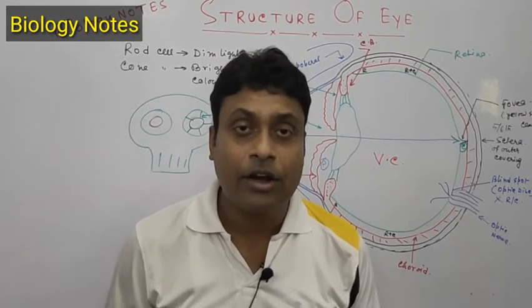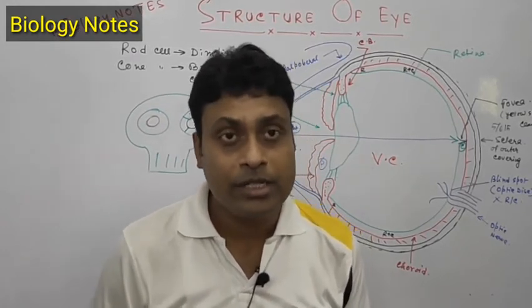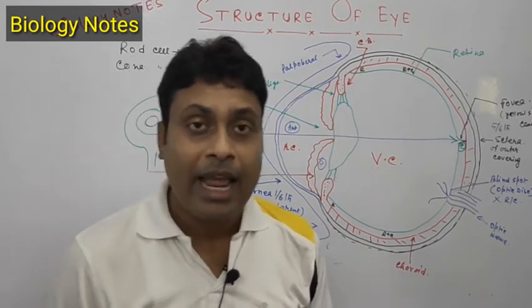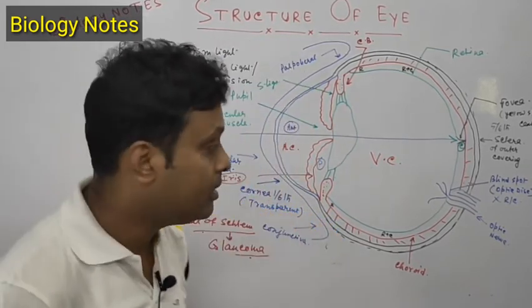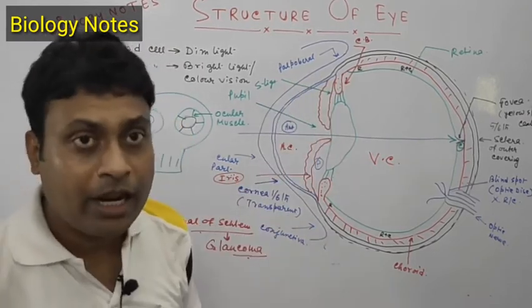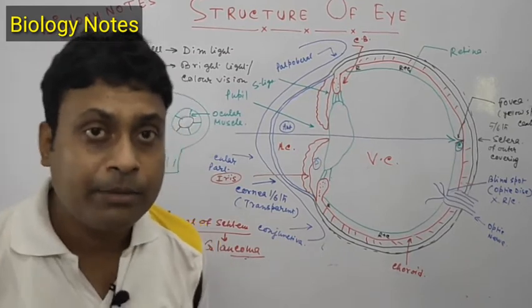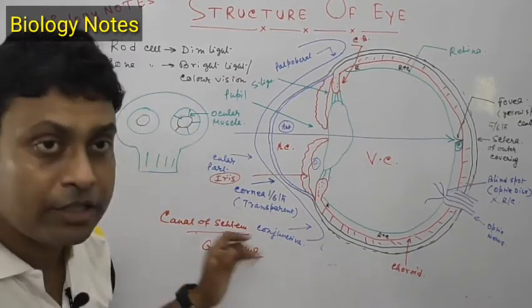Then our eyes, or the eyeball, are covered by three layers. The outermost layer, which is fibrous, is known as the sclera, and the anterior part of the sclera is known as the cornea. The sclera and the cornea are covered by another structure which is known as the conjunctiva, and inflammation in the conjunctiva causes conjunctivitis.